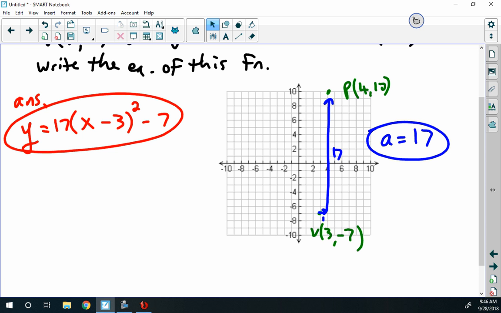The point's 4, 10. My writing's kind of sloppy on that. I'm sorry, that's 4, 10. Yeah, sorry, my bad. So anytime the other point given is 1 over from the vertex, these are pretty easy, right? Well, let's try one a little bit more challenging, one where it's not like that.